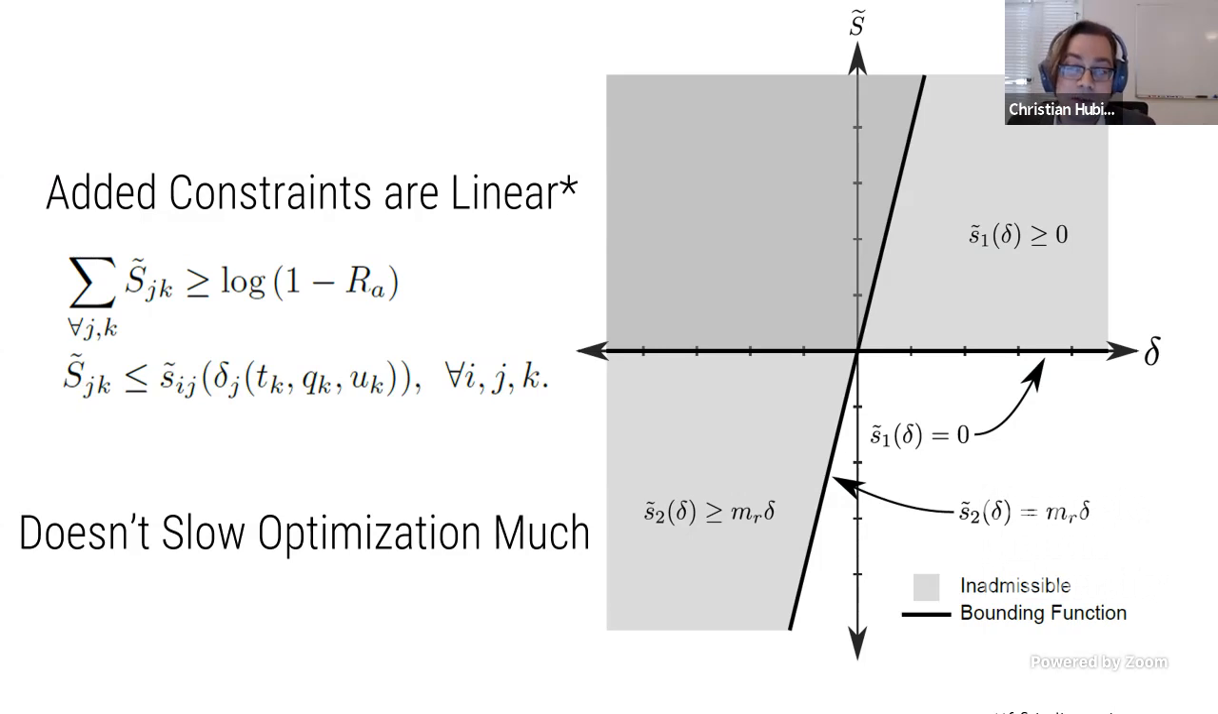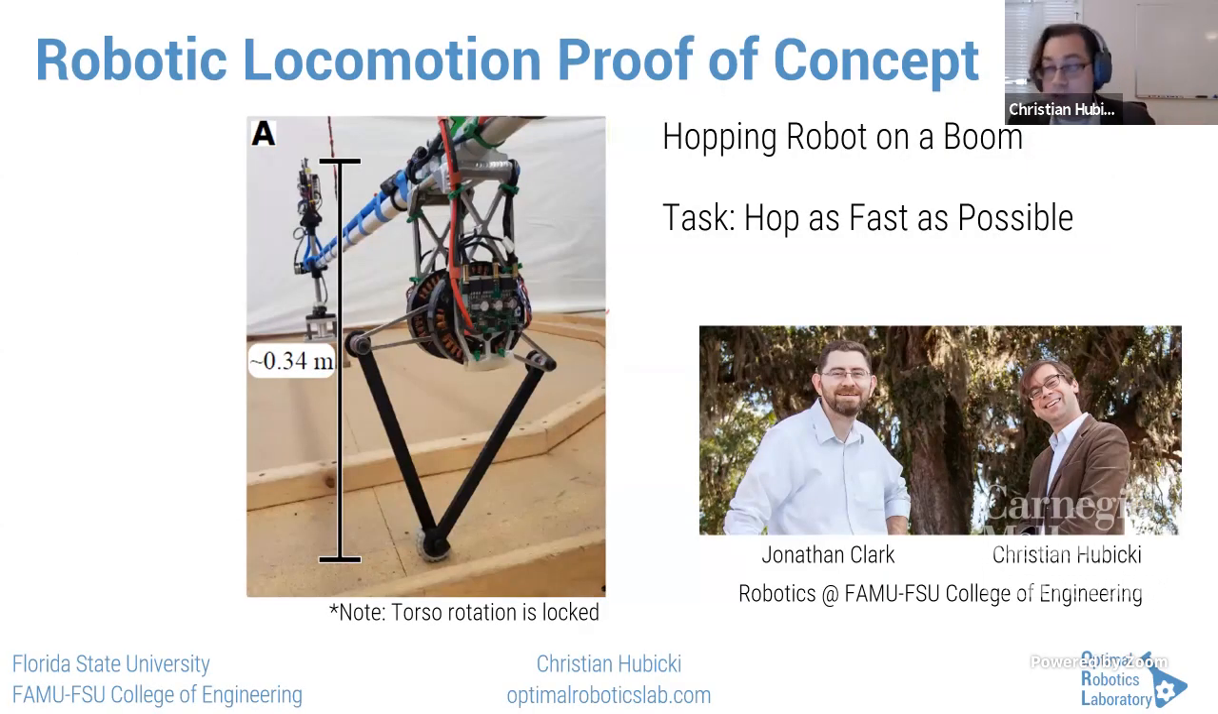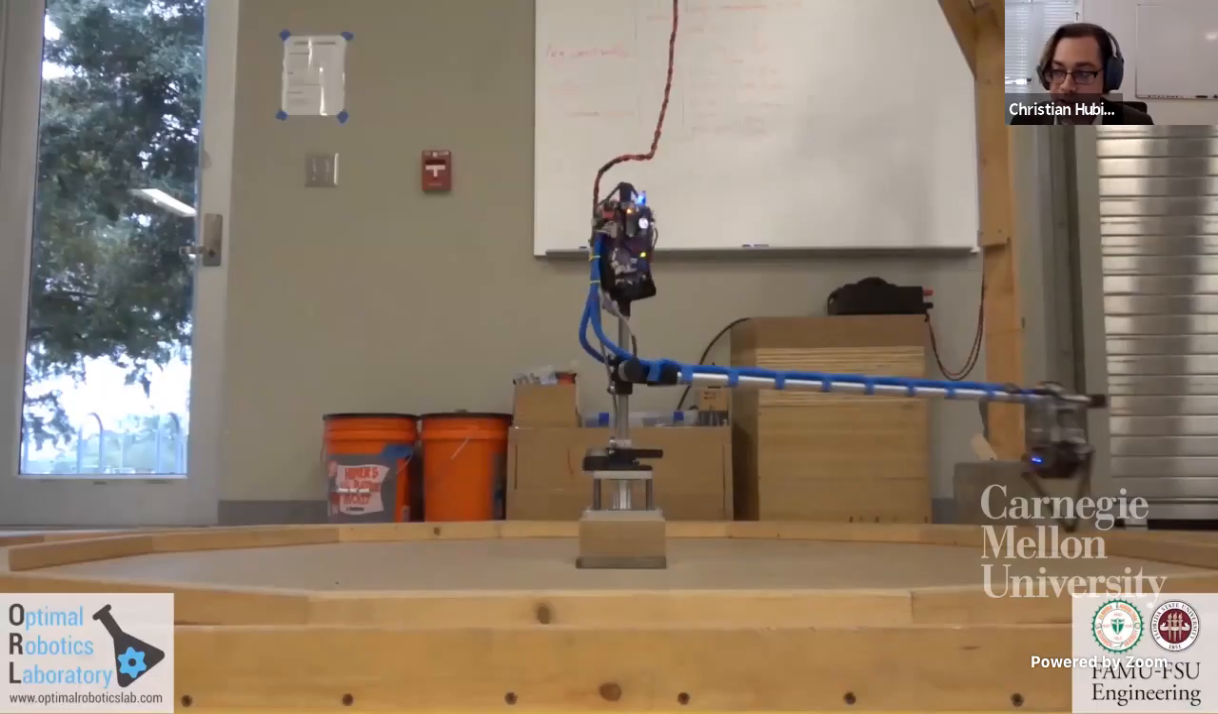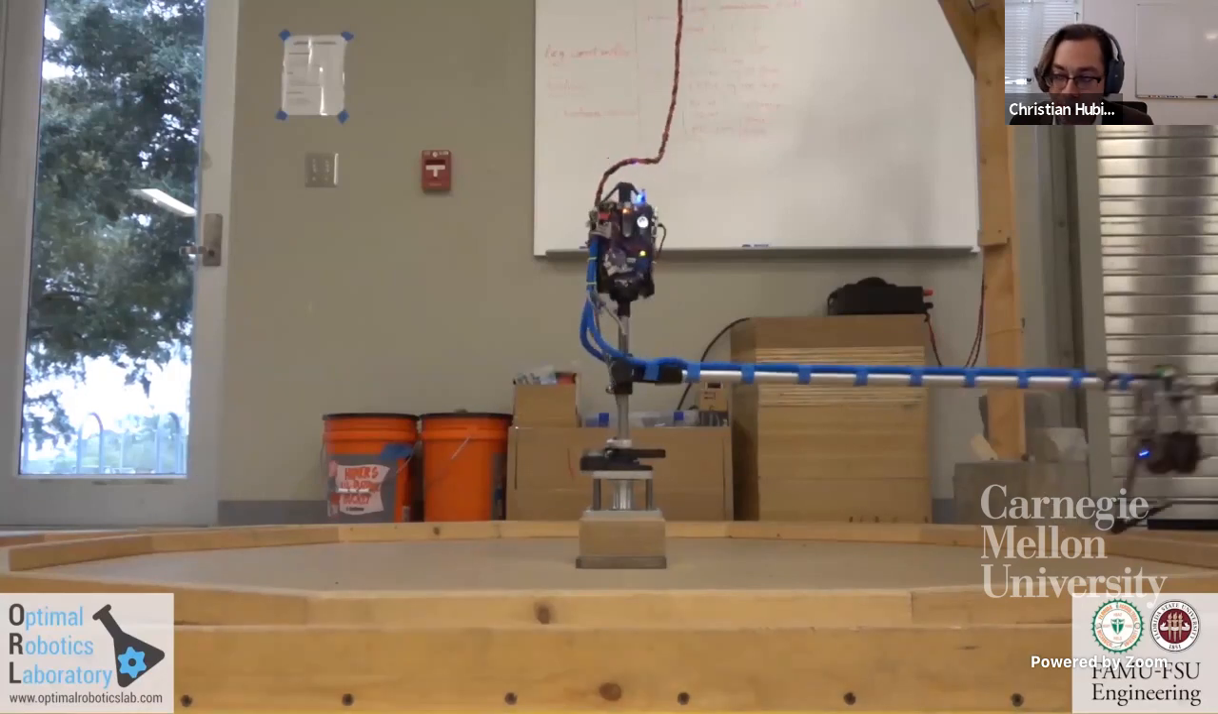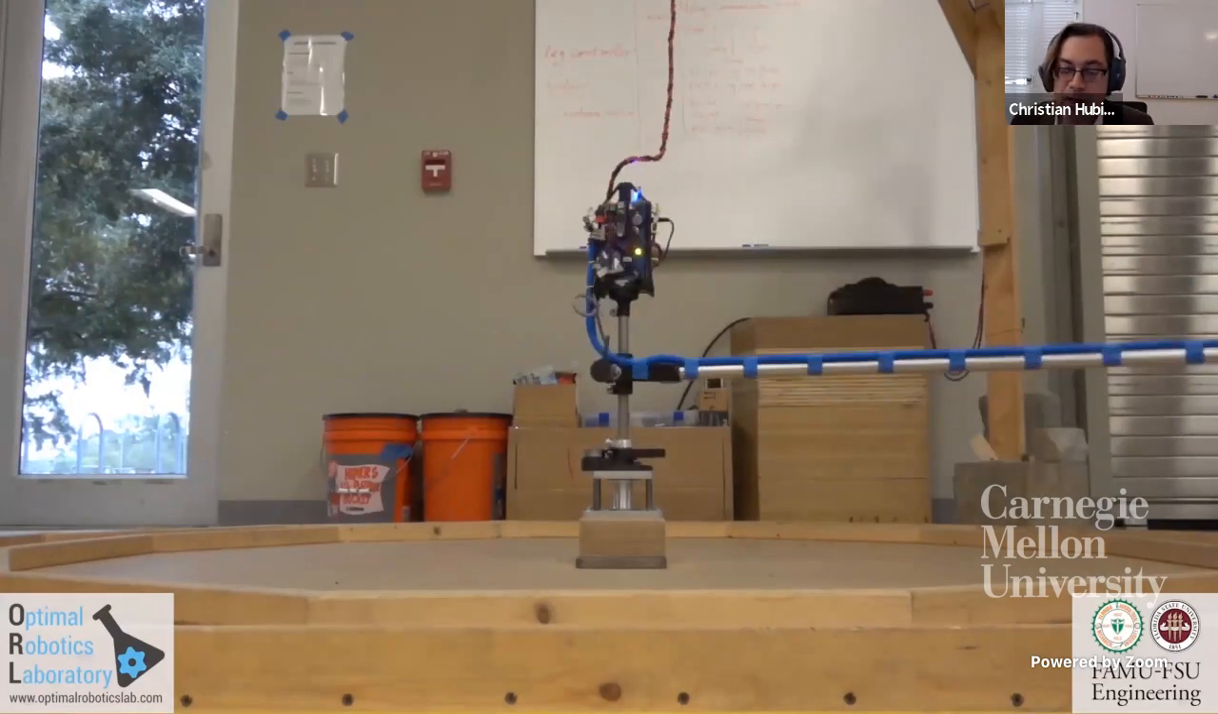So technically, that's nice. And so we try to demonstrate this on robotic locomotion with a simple robotic hopper. We'll try to get it to go as fast as possible. This is an example of it jumping around, going at a pretty high speed.